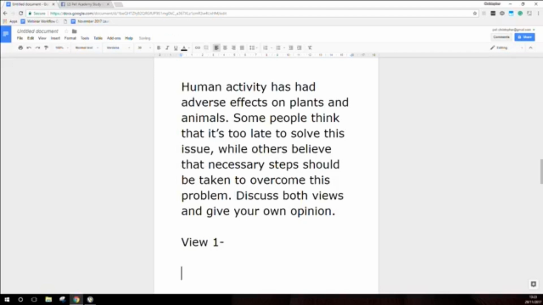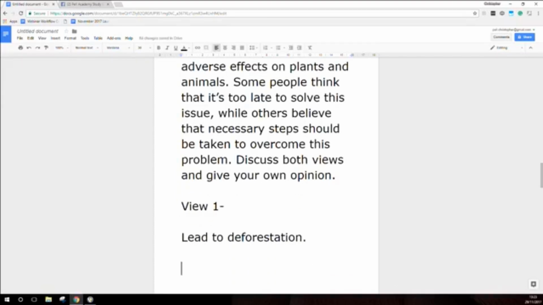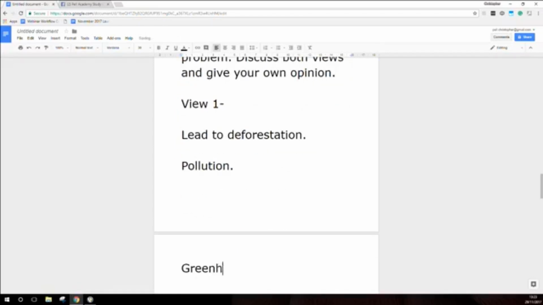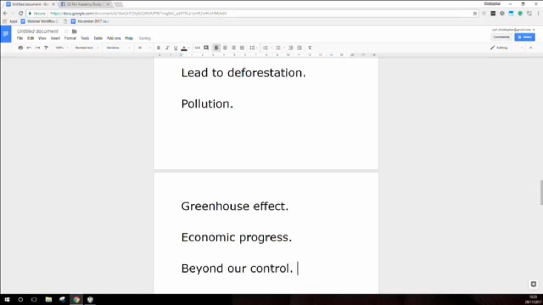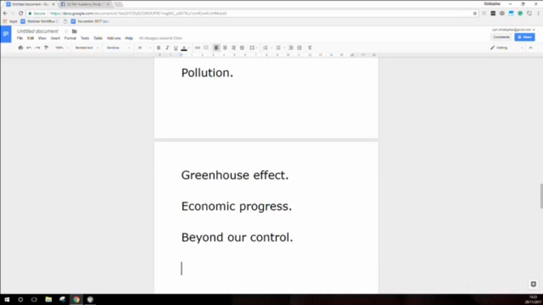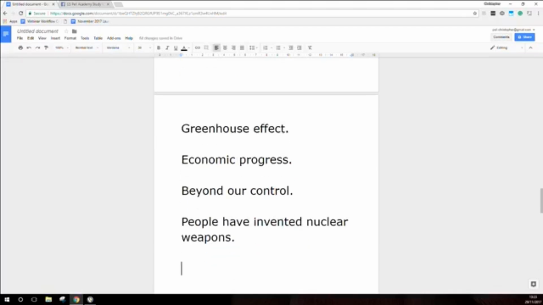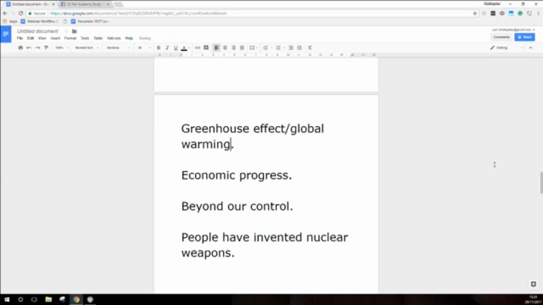Okay, so the first one, lead to deforestation. I won't be able to do every single idea, but I'll just write down as many as I can. Pollution, greenhouse effect, economic progress, beyond our control. People have invented nuclear weapons. So a lot of using greenhouse effect / global warming. Already extinct.